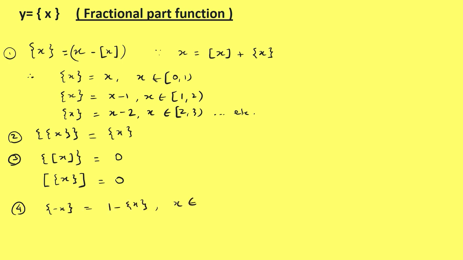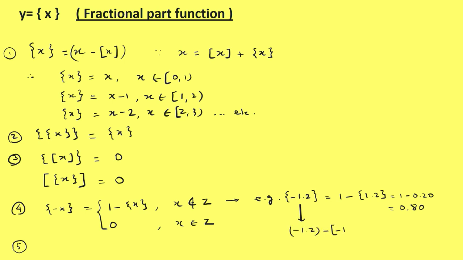Now, fractional part of minus x will be 1 minus fractional part x. This is when x is not an integer, and it will be 0 if x is an integer. This also we can verify through an example here. We can take a number like minus 1.2. We know 1 minus fractional part of 1.2 will get you 1 minus 0.2, which is 0.8, which is using this result, and also otherwise you get the same answer. So we can say the result is verified. The next result will be fractional part of x plus n. It is equal to fractional part of x if n is an integer.